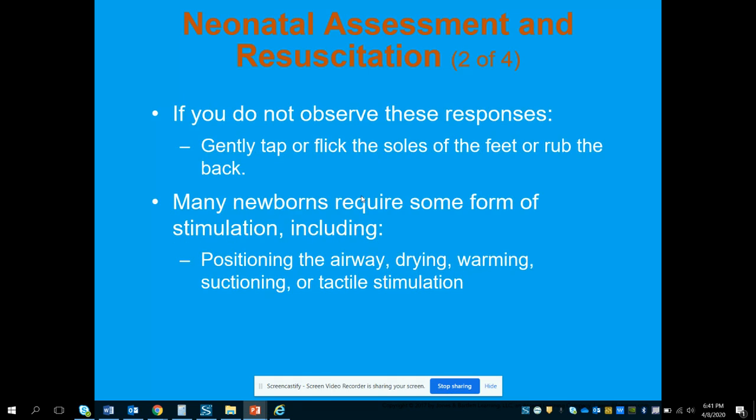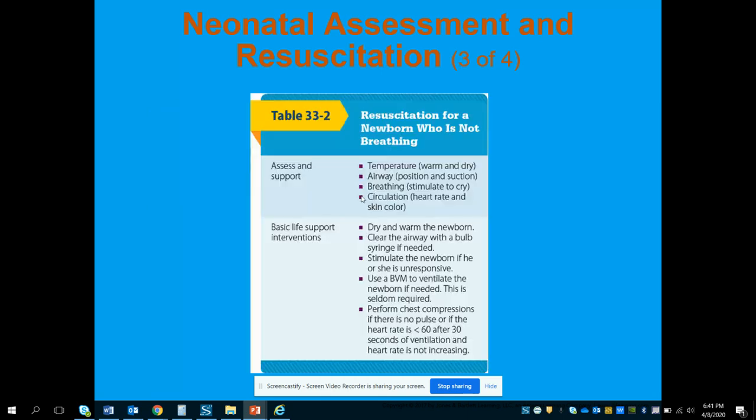If you do not observe these responses, you're going to start to stimulate the baby. You can do that by tapping or flicking the soles of the feet or rubbing the back. You want to do this vigorously, and that could be with a towel. So we're warming, drying, stimulating. Some newborns may require other forms of stimulation, like positioning of the airway, suctioning, or other tactile stimulation.